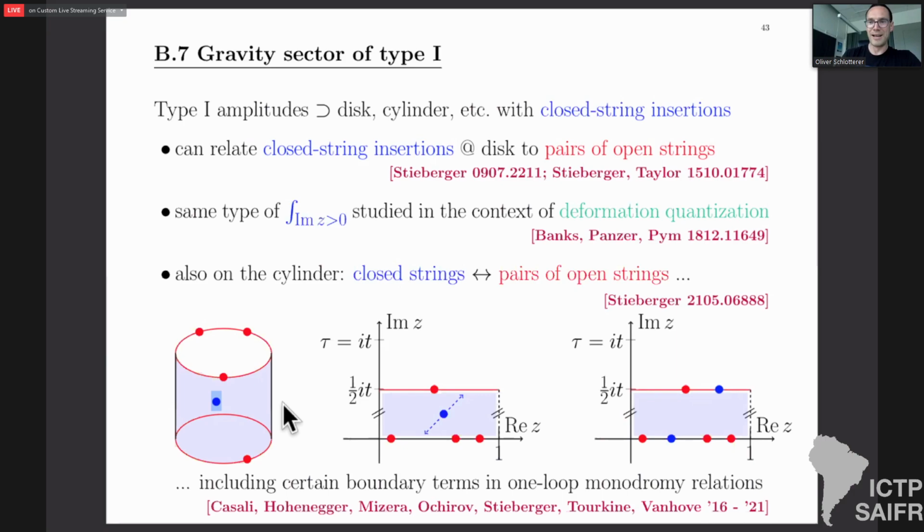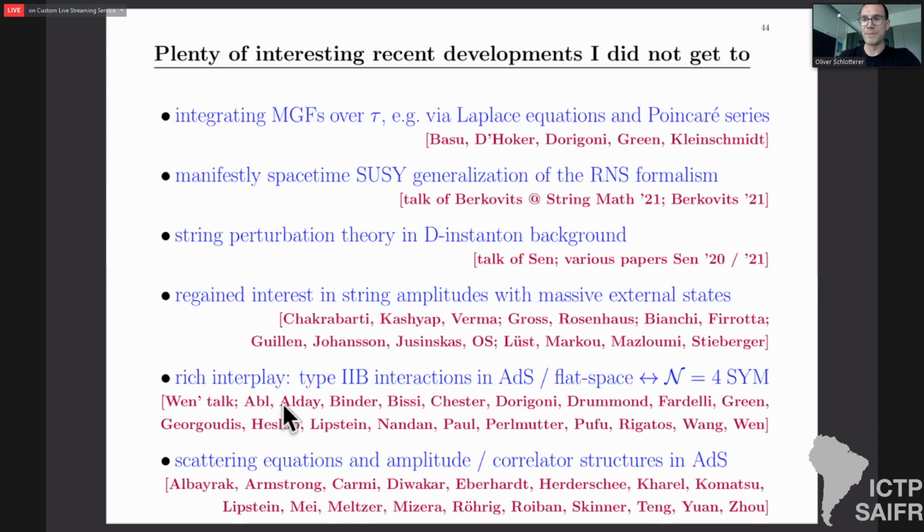Okay, so there's really a lot to do also in the gravity sector of type 1, and exciting progress just happened recently. Good, I'm supposed to wrap up soon. There are so many topics where I feel really bad that I haven't touched upon them.